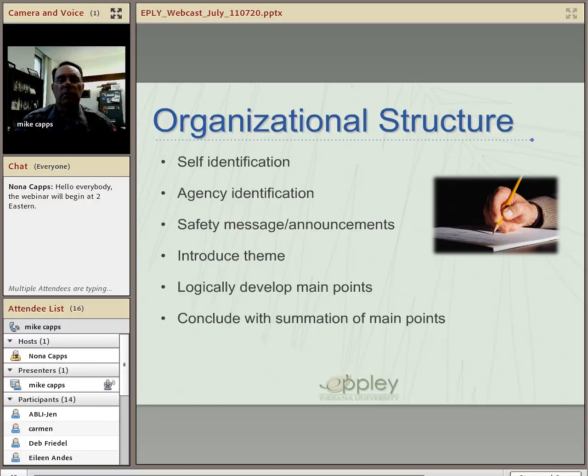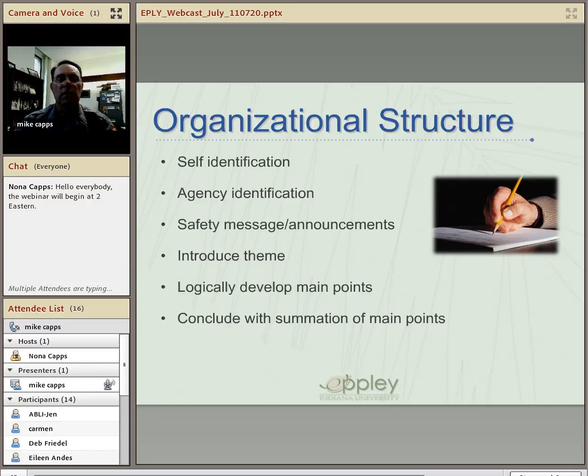Now, when you're looking at your organizational structure, just a few things you want to think about. Identify yourself. I mean, we all do wear name tags when we're in uniform, but don't make the mistake of thinking that that's enough, because not everybody in your group may be able to see your name tag. So just a simple, hi, I'm Mike. I'm going to be doing your program today.